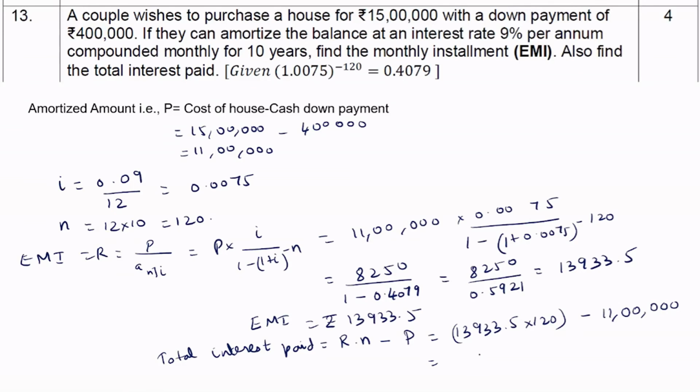So when we simplify, we get it as rupees 5,72,020. So the total interest which is paid is rupees 5,72,020 for the amount borrowed, 11 lakhs.